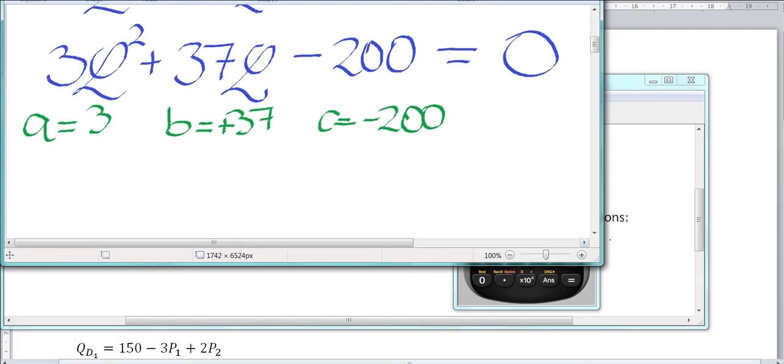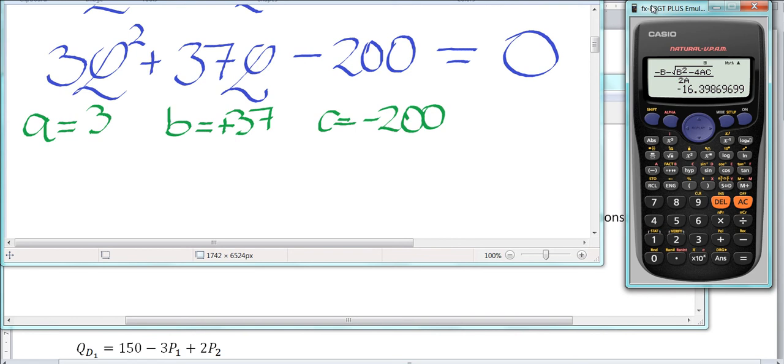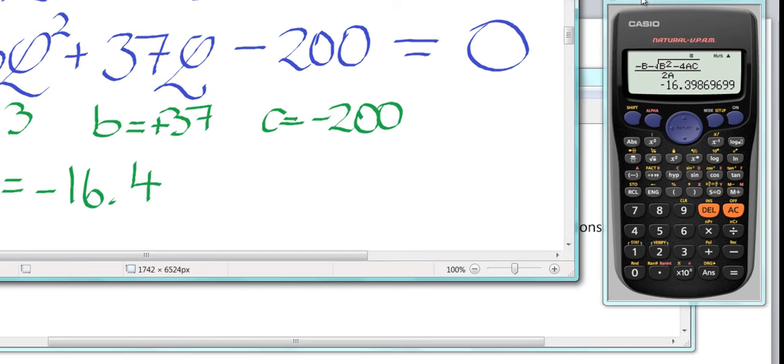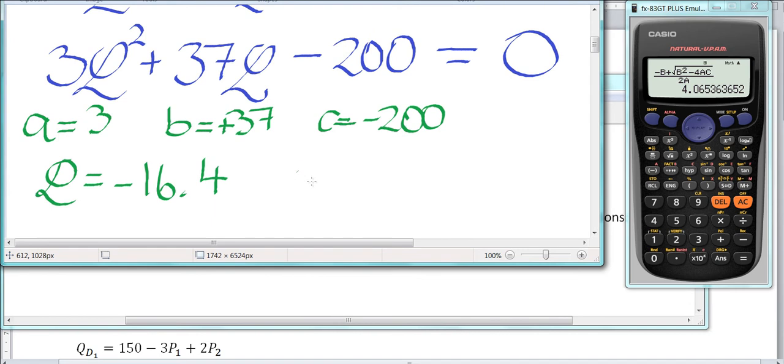So I just might make that a bit smaller. I have the first answer is Q equals minus 16 point, I'll take 2 decimal places, but that'll end up being 4. Now go back to the calculator and change the minus. Remember, minus b plus or minus, so I'll need to go back up now and change that minus before the square root to a plus. And I get the second answer is Q equals 4.07.